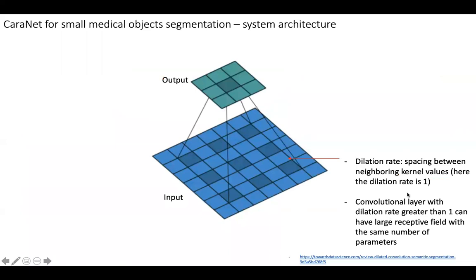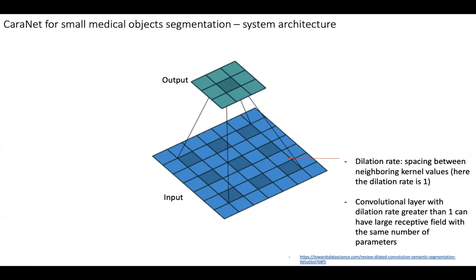So here is a demonstration of dilated convolution compared with the regular convolution. When this dilated convolution calculates the convolution operation, there is one extra skipped pixel. For example, for the image, there's one skipped pixel here and here.